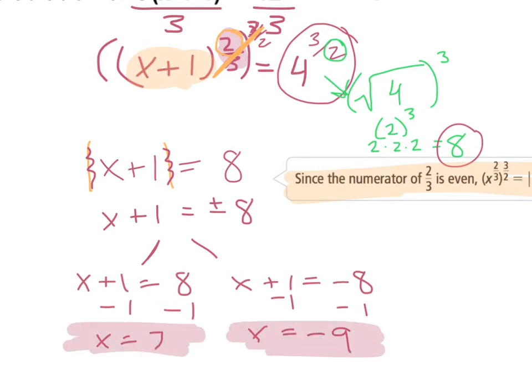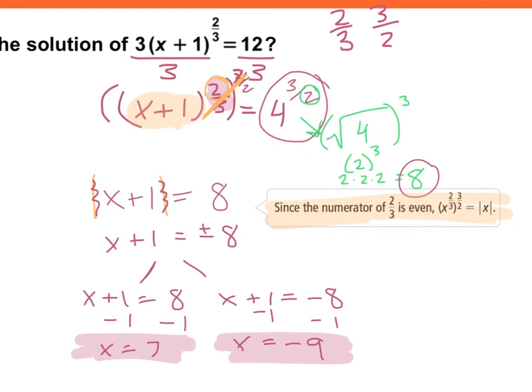So when you have a positive number and an even number in your numerator, so when the numerator is even, you're going to get two answers. And this will be the only time that you get two answers, when this numerator is an even number.